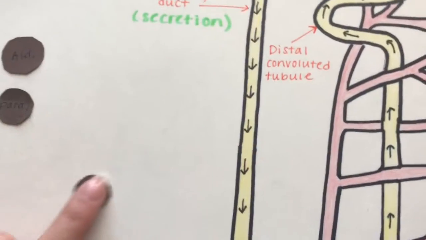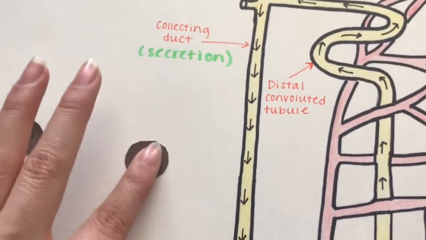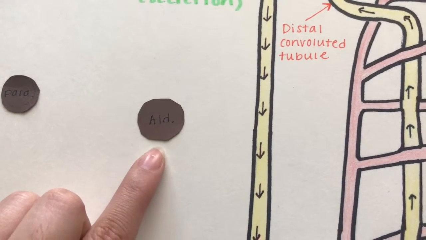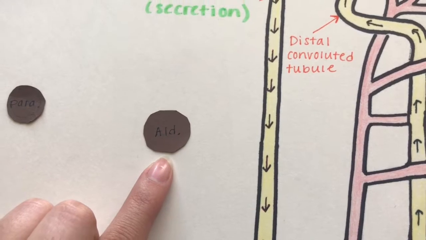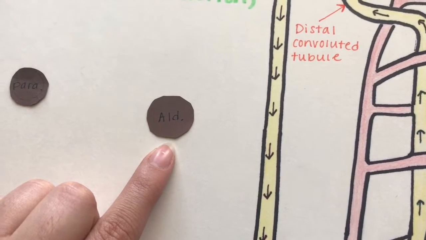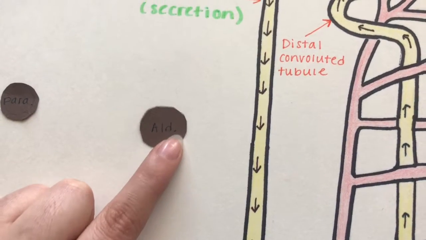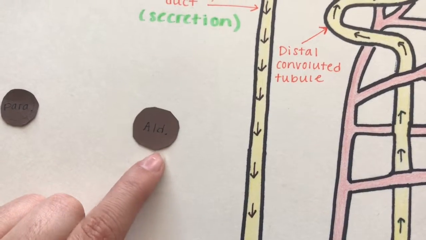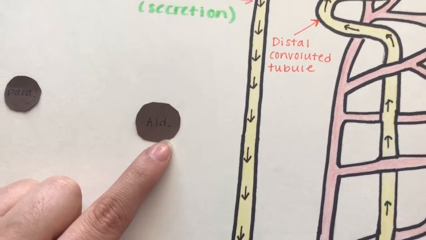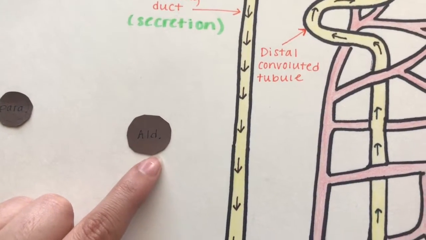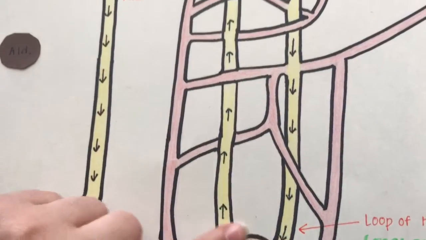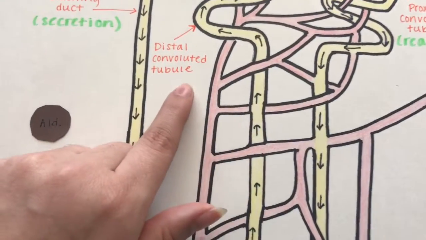And then for aldosterone, it is produced in the cortex of the adrenal glands, which are just above the kidneys. The role is to regulate sodium reabsorption and the secretion of potassium. It can also control water reabsorption and indirectly maintains pH and electrolyte levels. So it mainly acts on the ascending limb of the loop of Henle, the distal convoluted tubule, and the collecting duct.